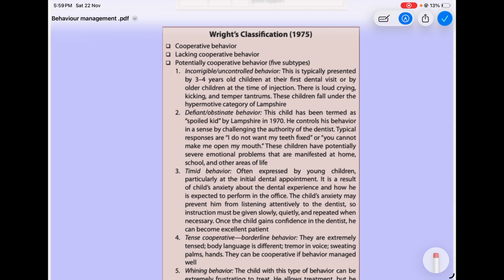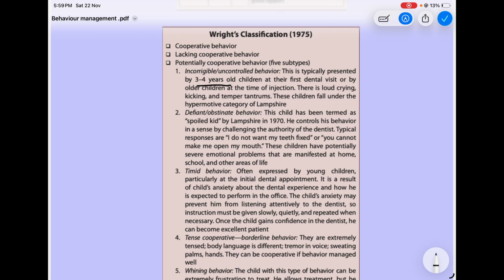First is cooperative behavior, which is generally cooperative. Then lacking cooperative ability means this category includes children who genuinely cannot cooperate, usually due to their stage of development or specific condition rather than a refusal to cooperate. Then potentially cooperative behavior includes the incorrigible or uncontrolled behavior. Incorrigible means very bad, too bad to be corrected or improved. This is typically presented by 3 to 4 year old children at their first dental visit or by older children at the time of injection. There is loud crying, kicking and temper tantrums. These children fall under the hypermotive category of Lampshire.